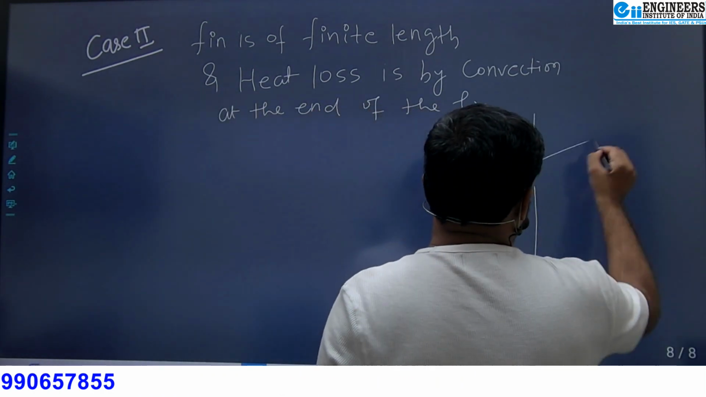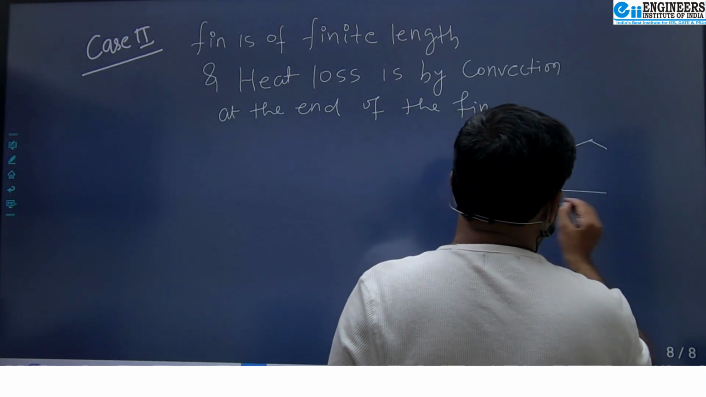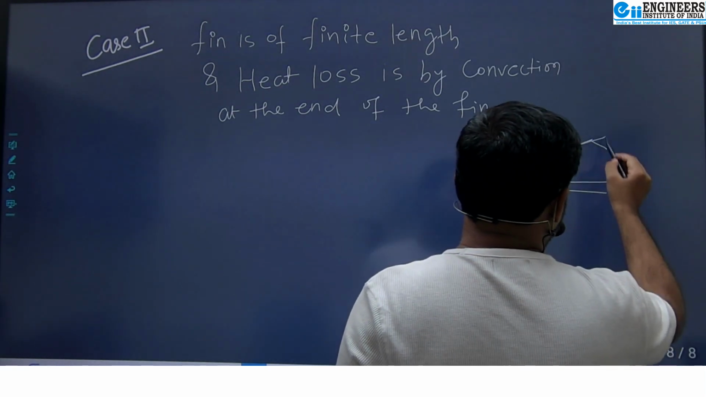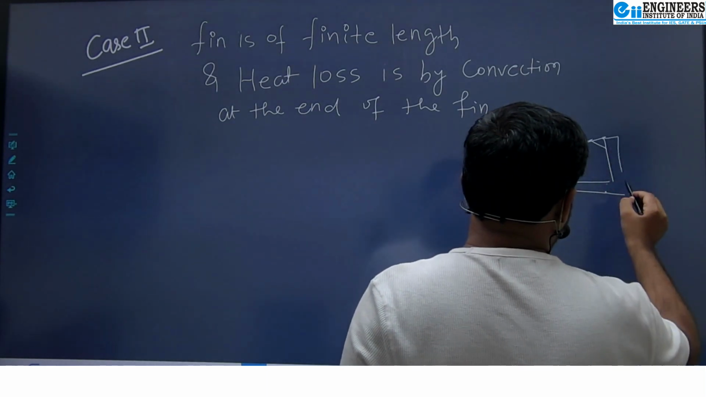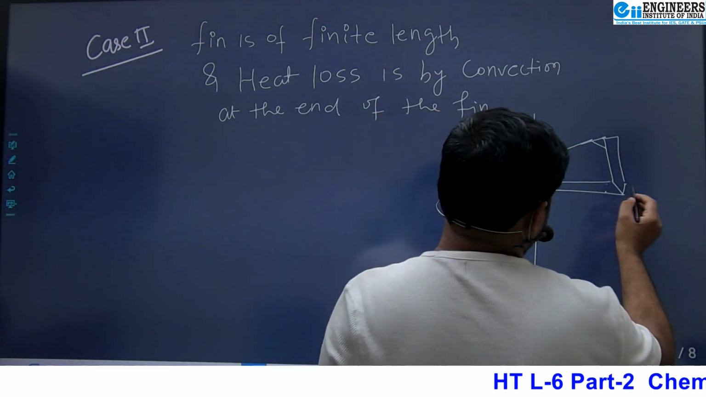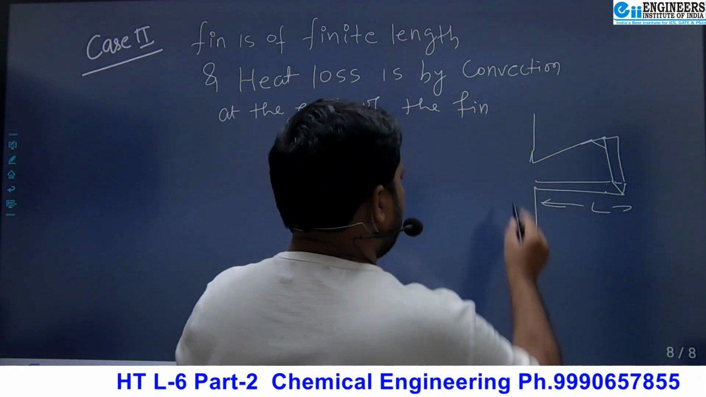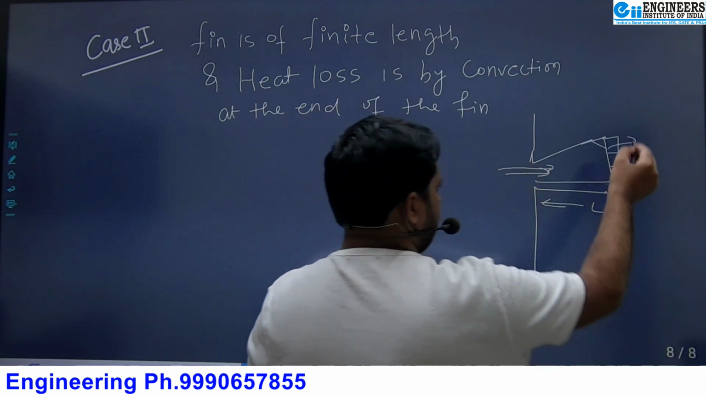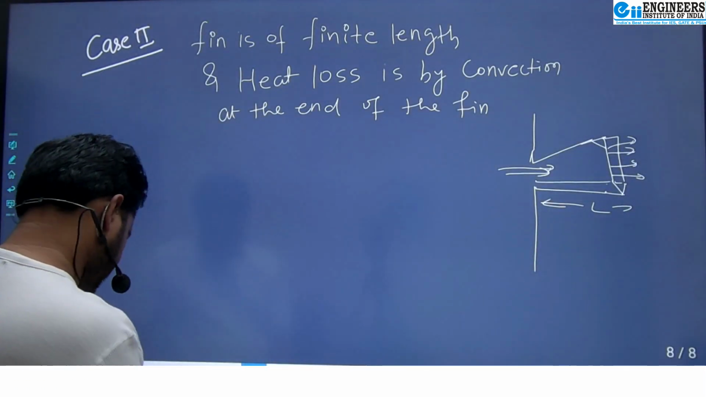Suppose this is our fin, and its length is L. So it is saying that whatever heat is conducted here is just lost by convection as well as conduction at the end, at the tip of the fin. So this is our desired setup.